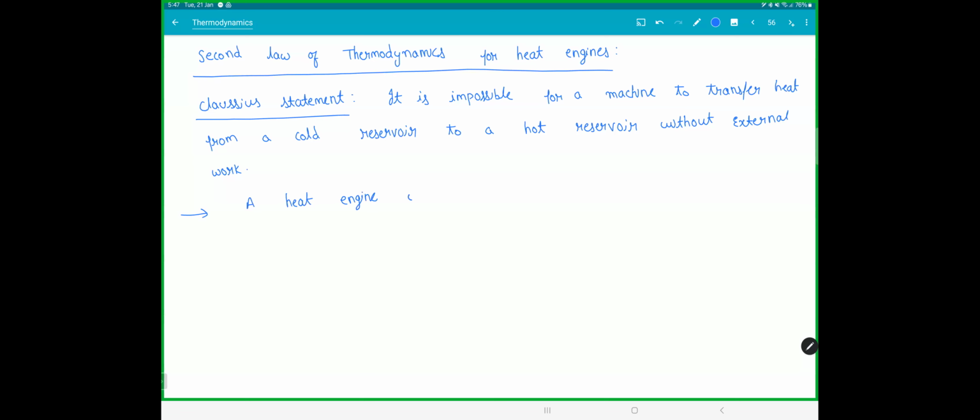A heat engine working between two temperatures in a reversible process cannot be more efficient than a Carnot engine. We'll see what a Carnot engine is. A Carnot engine follows a specific process called the Carnot cycle. It's the name of a person.